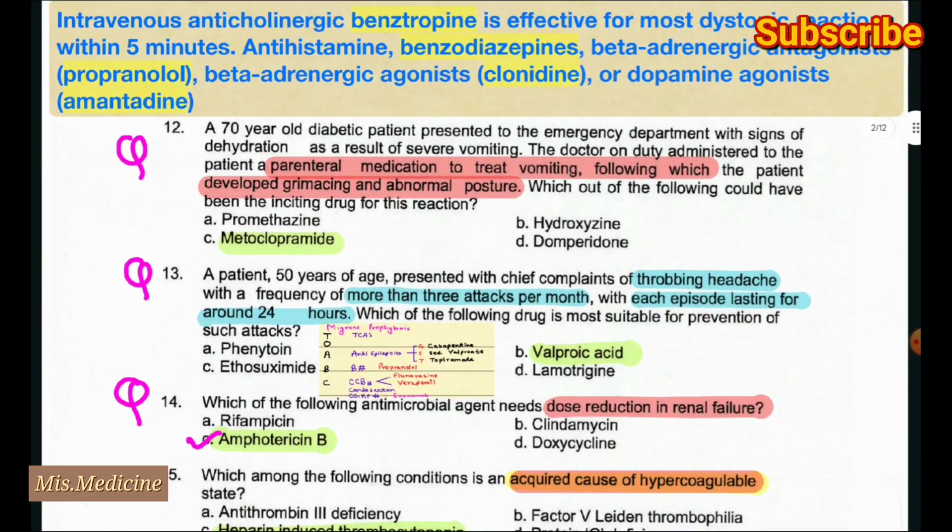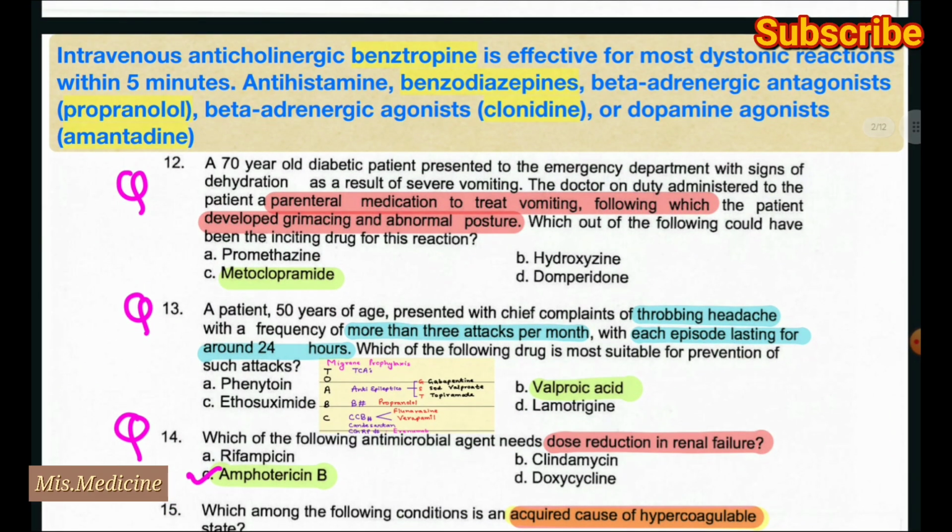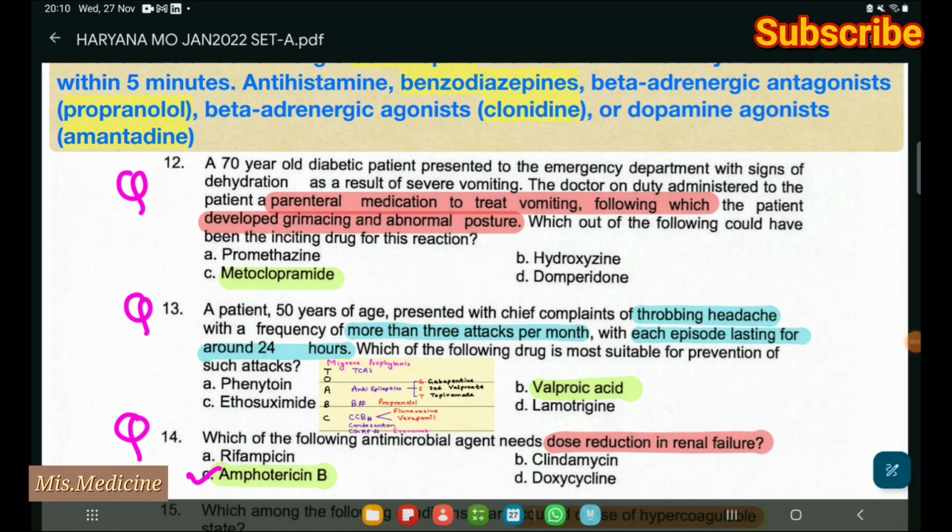Next question is, a 70-year-old patient, as a result of severe vomiting, was given by the doctor on duty a parenteral medication to treat vomiting, following which the patient developed grimacing and abnormal posture. Which out of the following could have been the inciting drug for this reaction? Metoclopramide.